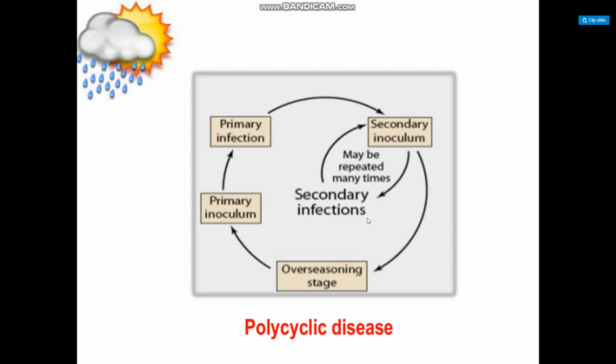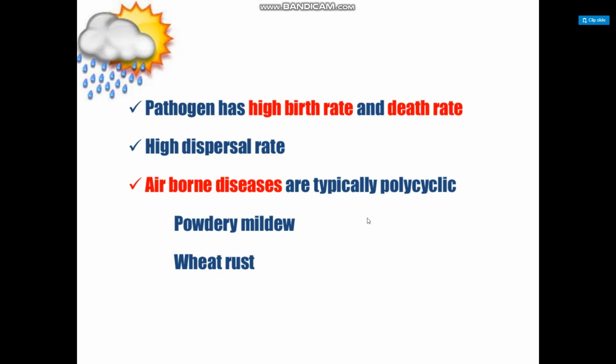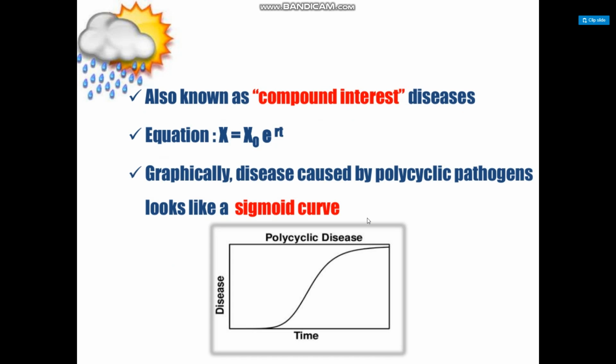In polycyclic disease, primary inoculum is required for primary infection, and secondary inoculum is required for secondary infection in the over-seasoning stages. The pathogen has a high birth rate and death rate, and a high dispersal rate. These are mostly airborne diseases. Typically polycyclic examples are powdery mildew and wheat rust. These are also known as compound interest diseases. Graphically, disease caused by a polycyclic pathogen looks like a sigmoid curve.